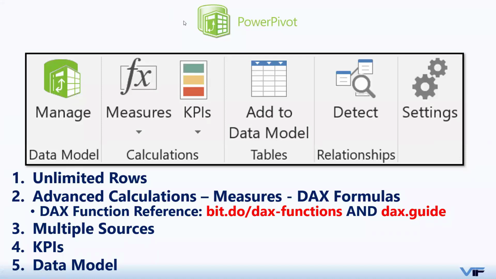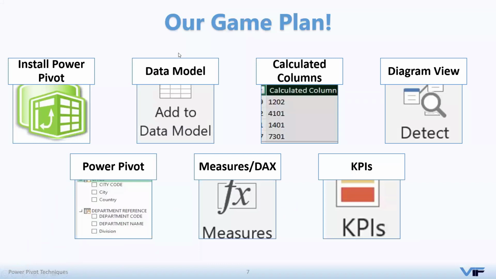we are going to go to our game plan. So what we are going to do is we're going to install Power Pivot, take a look at the data model, perform some calculated columns, look at the diagram view, create our pivot table, do a couple of measures, and then create a KPI. So once you do that, then everything is okay.